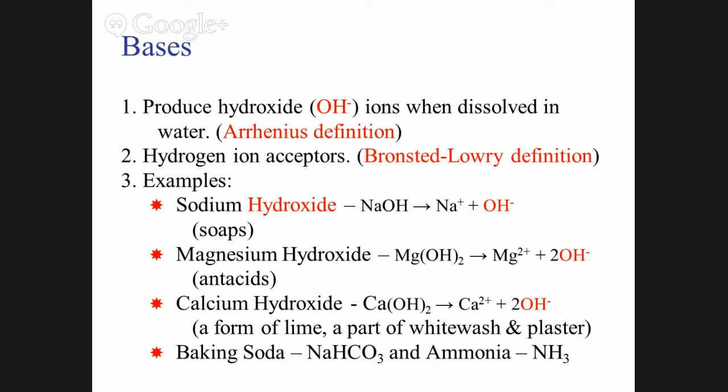And then a couple of examples of bases that don't have OH in them. Baking soda, NaHCO3, and ammonia, NH3. So basically, anything that's got OH at the end, remember that hydrogen was at the beginning, here we have OHs at the end. Those are bases. And then we have a couple of special cases, the baking soda and the ammonia, which are also bases.